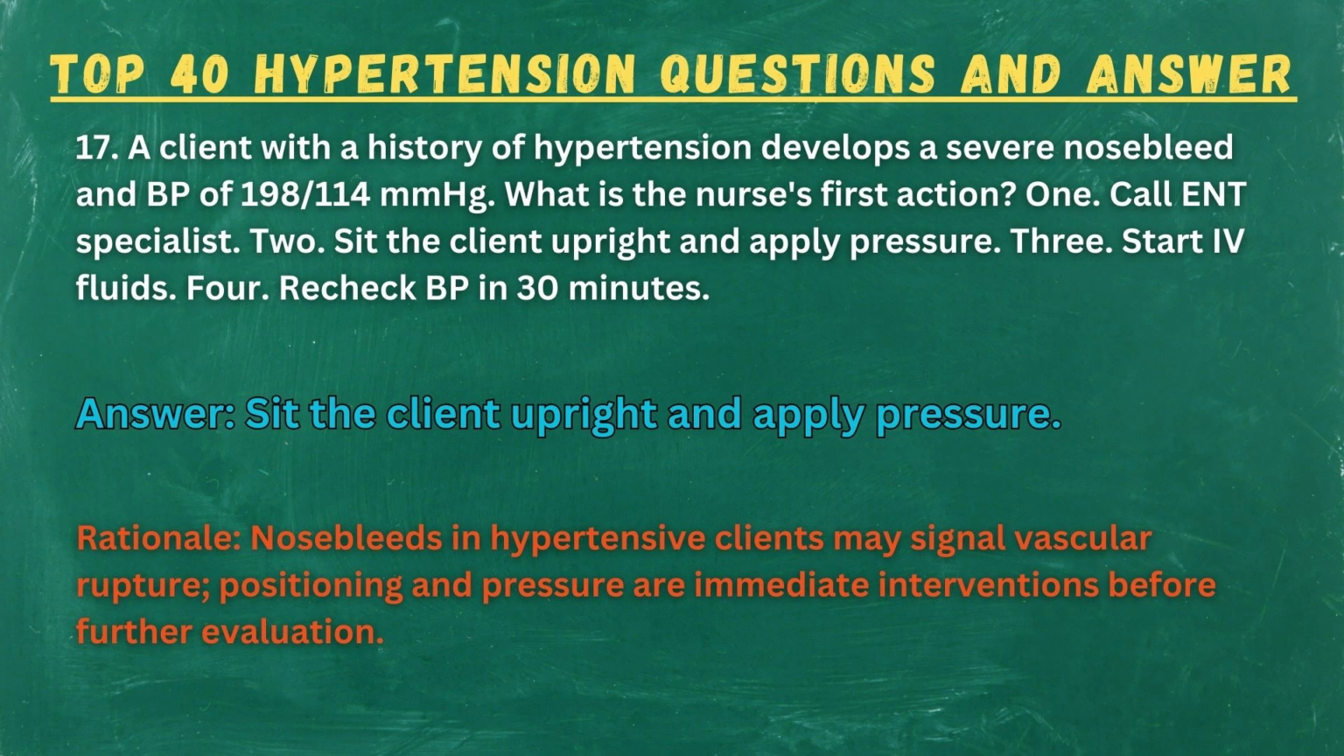17. A client with a history of hypertension develops a severe nosebleed and BP of 198/114 mmHg. What is the nurse's first action? 1. Call ENT specialist. 2. Sit the client upright and apply pressure. 3. Start IV fluids. 4. Recheck BP in 30 minutes. Answer: sit the client upright and apply pressure. Rationale: nosebleeds in hypertensive clients may signal vascular rupture. Positioning and pressure are immediate interventions before further evaluation.